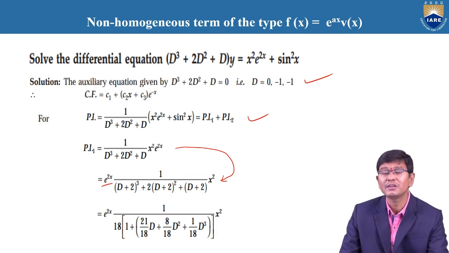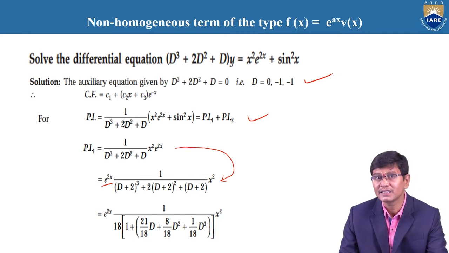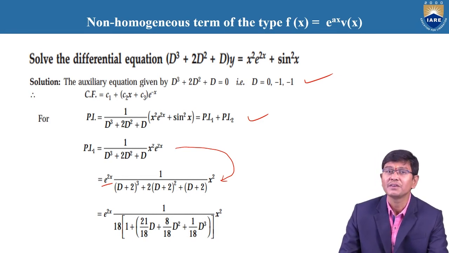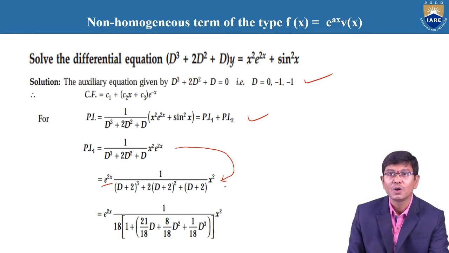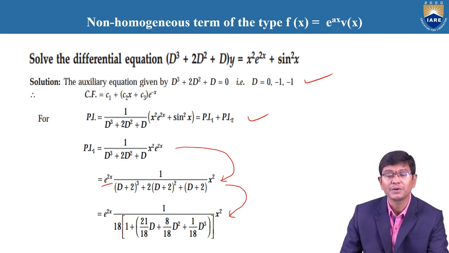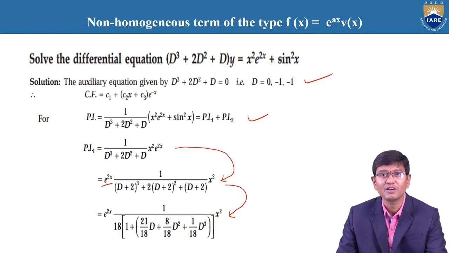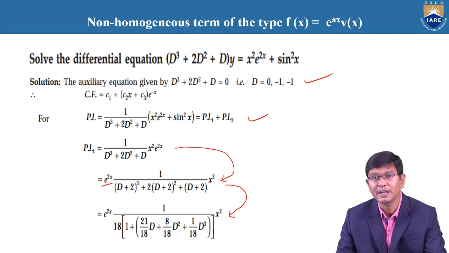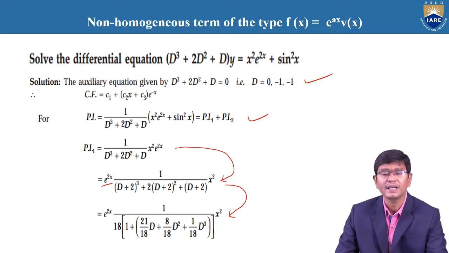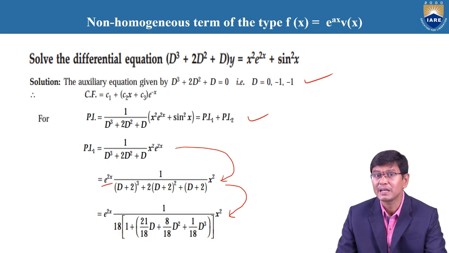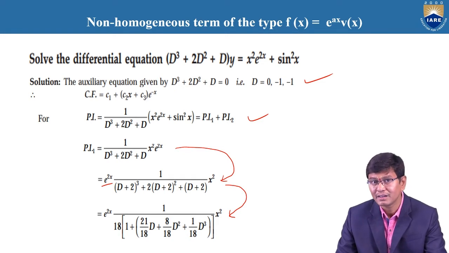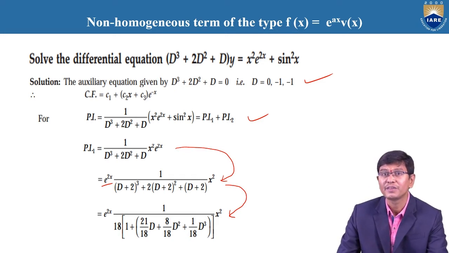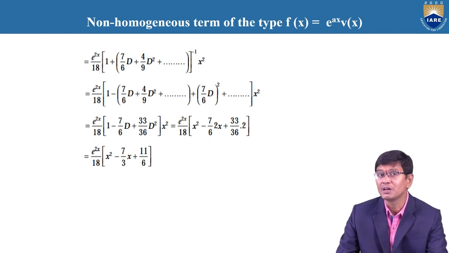After that, we also need to observe that the right side, the second part, is x power n. According to type 3, we need to take out common the lowest degree term. In this equation, 18 is the lowest degree term. After complete simplification, you need to take out common that 18. Therefore, the final conclusion here is e power 2x into 1 by 18 into 1 plus 21 by 8 into d plus 8 by 18 into d square plus 1 by 18 into d cube into x square. Now we need to compare with the denominator, that is the 1 plus x whole inverse formula.